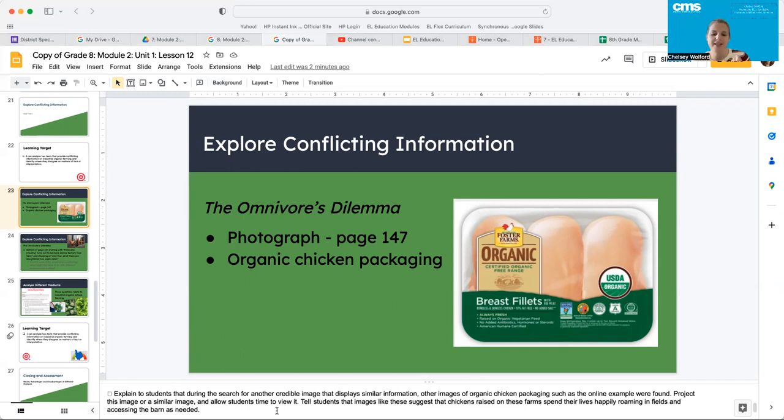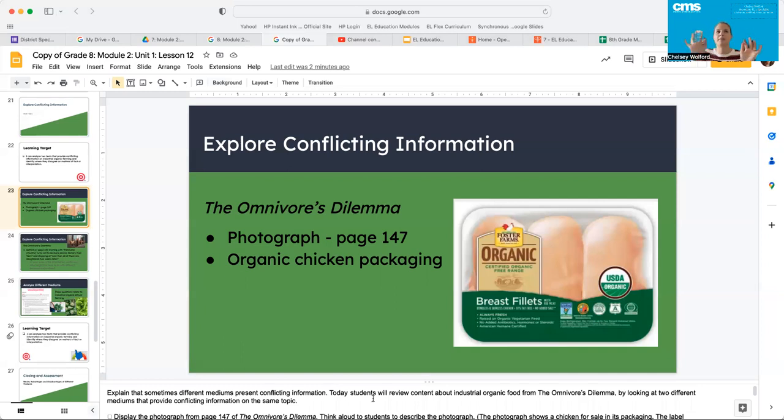So you're looking for things that these images are suggesting, that chickens raised on these farms spend their lives happily roaming around in fields and just accessing the barn as needed, right? So I want you guys to compare and contrast other images of organic chicken that you find online. So you guys can pause the video and do that now.